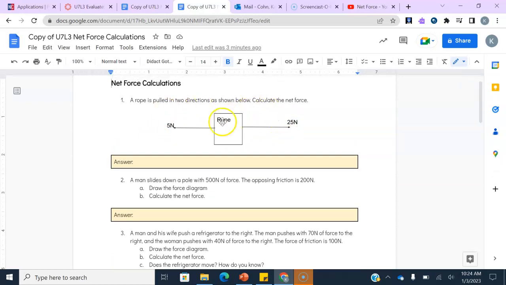So you have your force diagram. Remember, you always have the force of gravity working down and the normal force working up, but they equal each other, so we don't have to worry about those. You have a 5 Newton force working in the leftward direction and a 25 Newton force in the right-hand direction. So with force diagrams, if the forces are in opposite directions, you just have to subtract them. So 25 newtons minus 5 newtons is 20 newtons. So that's our answer to number 1. That's all we have to do for that one.